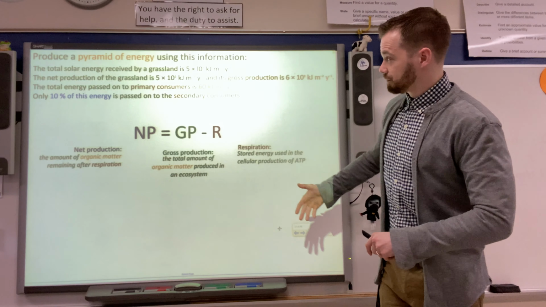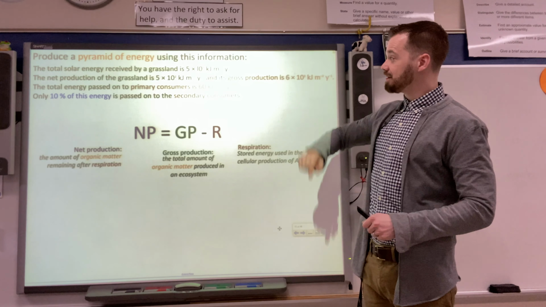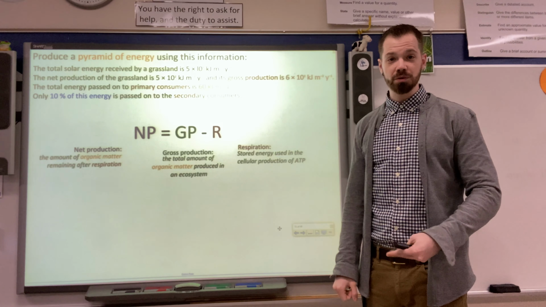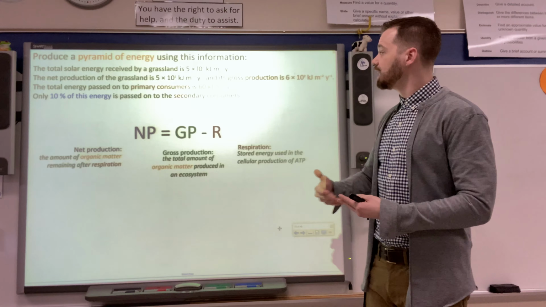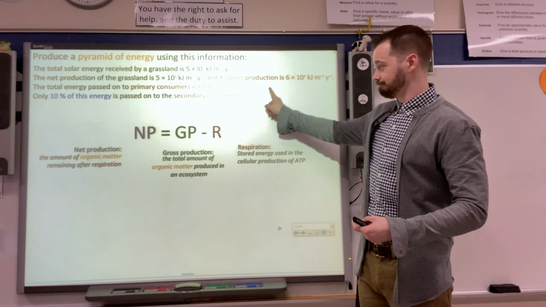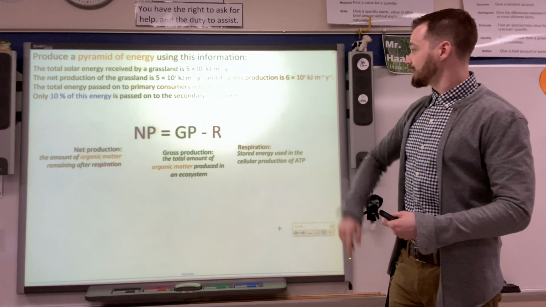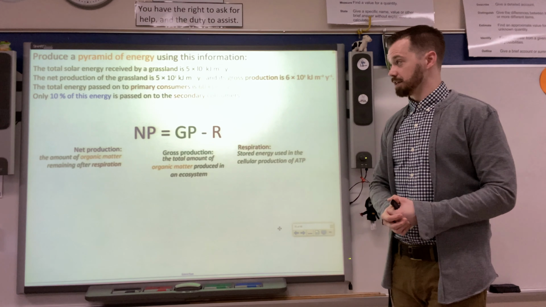So here's the information. The solar energy received by the grassland is going to be 5 times 10 to the 5th kilojoules per meter squared year. So that's the value. The net production of the grassland is 5 times 10 squared, or 500, kilojoules per meter squared year, and its gross production is 6 times 10 squared, or 600, kilojoules per meter squared year.